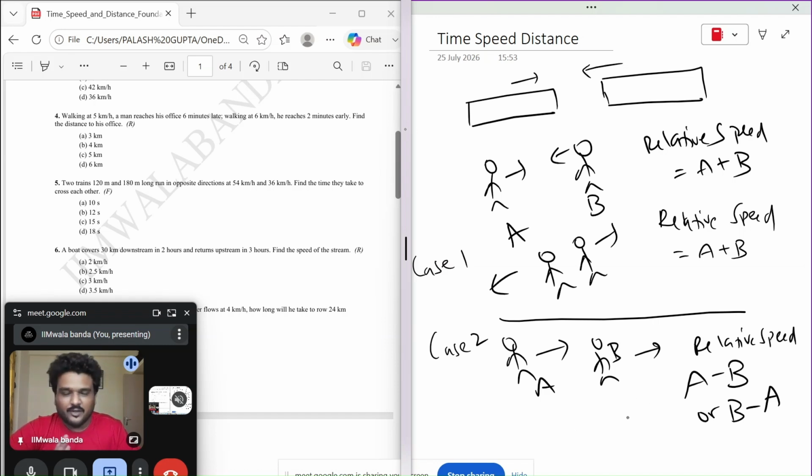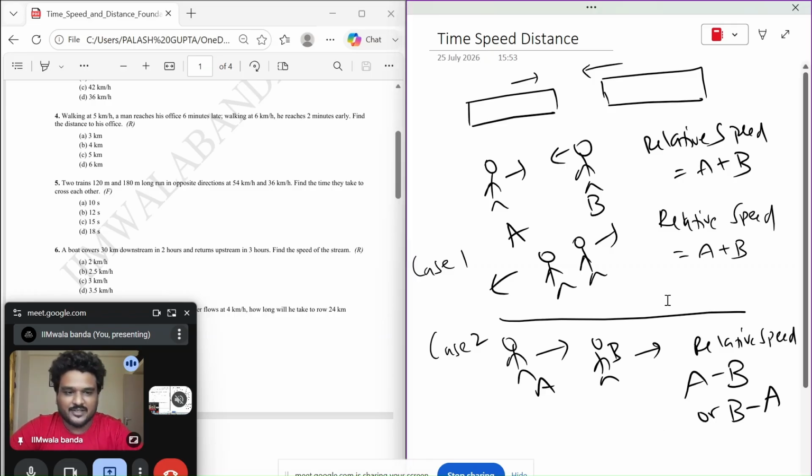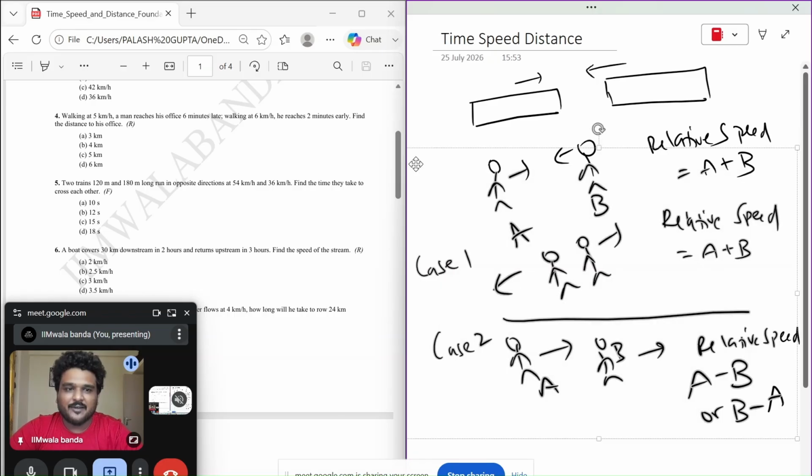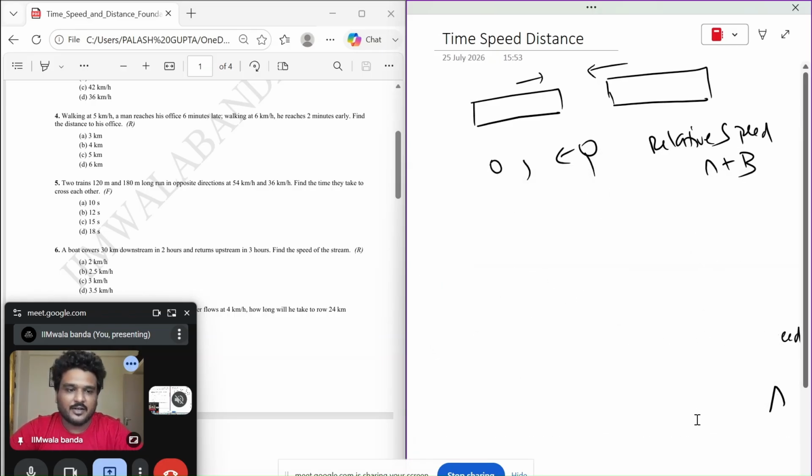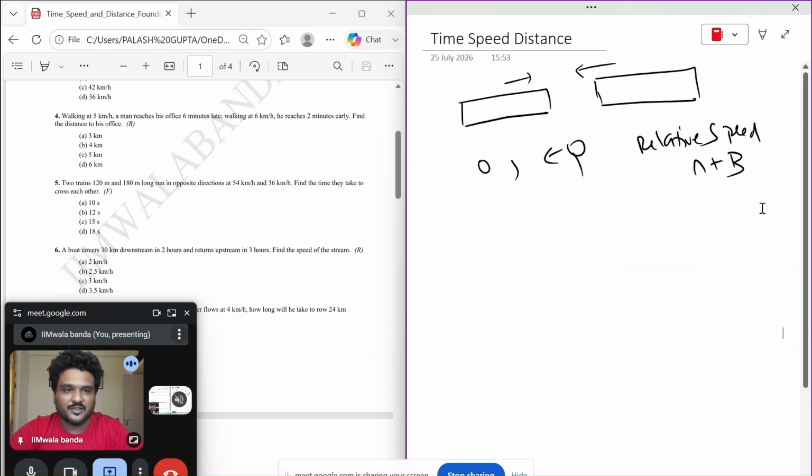So that is the major concept in all questions like this, and you will understand it better once we are done with a couple of foundational questions on this.